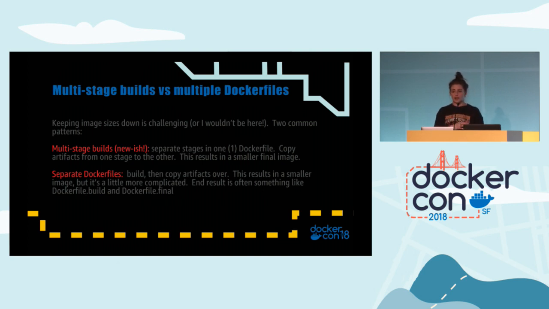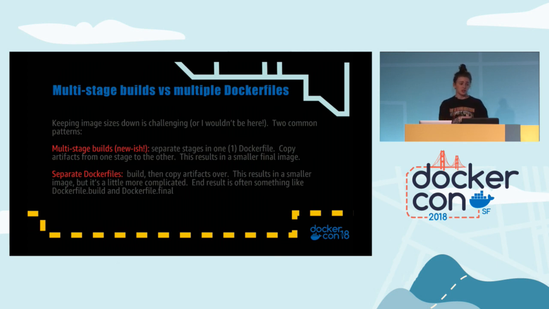So you can copy artifacts from one stage to another. You can pick up from a certain point in the build that you left off in another part. It results in a smaller final image. I think it's especially good for languages like Go and Java that have a pretty significant tool chain that goes into building the actual binary that you're running as your application.